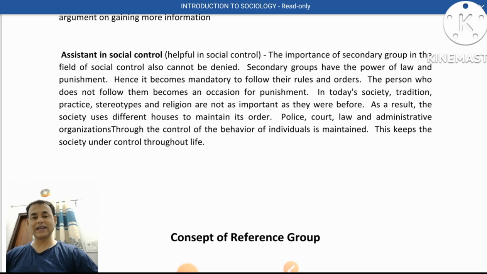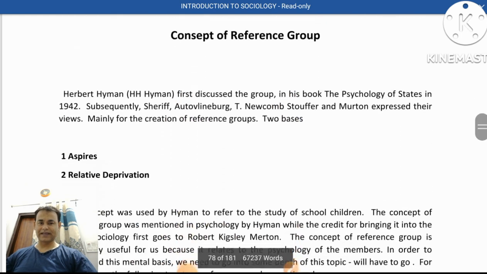In today's society, tradition, practice, stereotypes, and religion are not as important as they were before. As a result, society uses different agencies to maintain its order. Police, court, law, and administrative organizations maintain control over the behavior of individuals. This keeps society under control throughout life. These are secondary in nature.